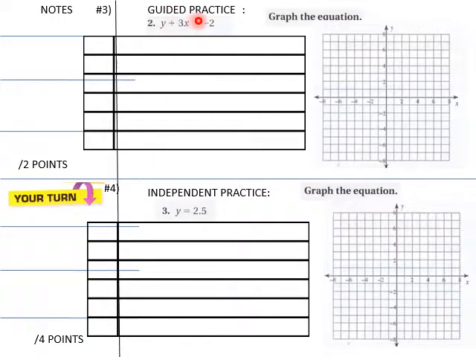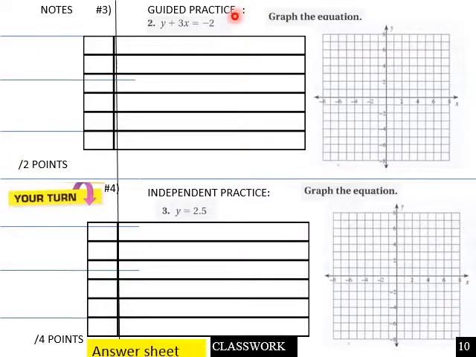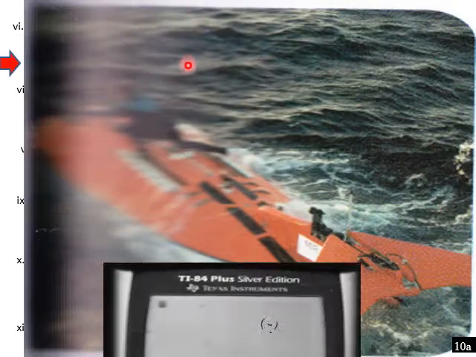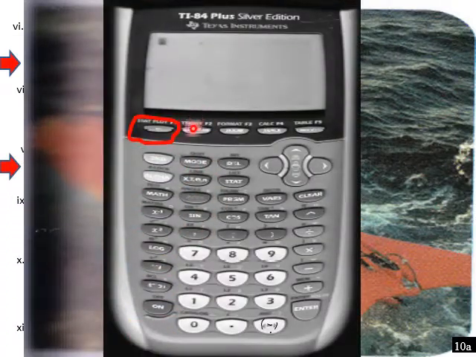Okay, now we're going to our guided practice: graph the equation y plus 3x equals -2. Students, this is yours. This is your independent practice here. We're going to do this in class right now. So what is that going to look like? Well, I'm going to start it here.